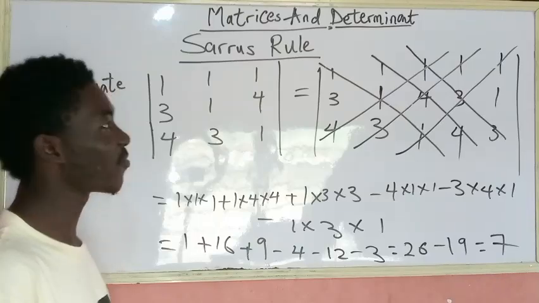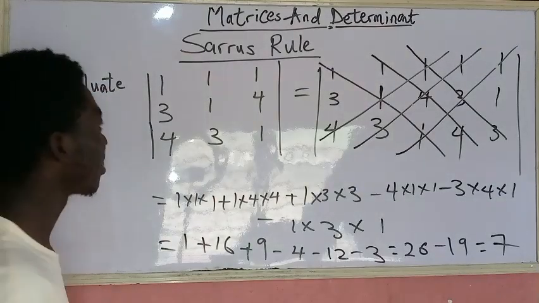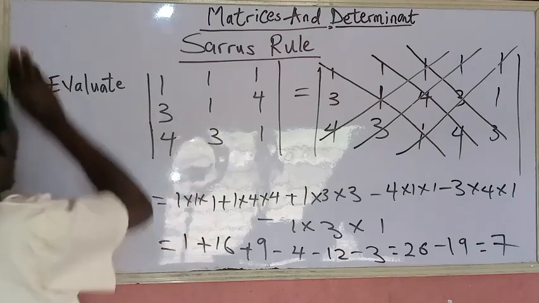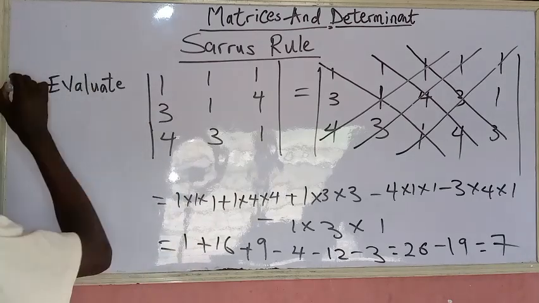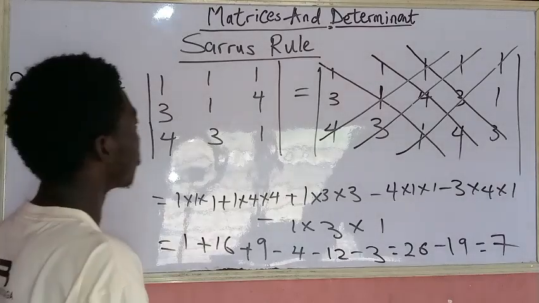This is the quickest method of looking for the determinant of a matrix. So let's go for an example. I'm using the same example but a different question.